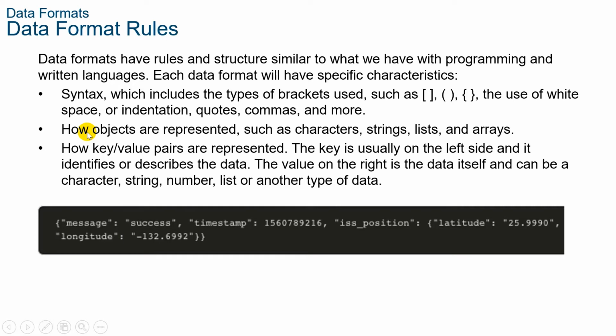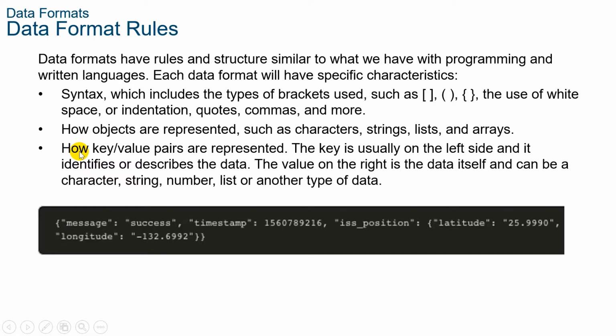Next, how objects are represented, such as characters, strings, lists, and arrays. How key value pairs are represented. The key is usually on the left side and it identifies or describes the data. The data on the right side is the data itself and can be a character, string, number, list, or another type of data.